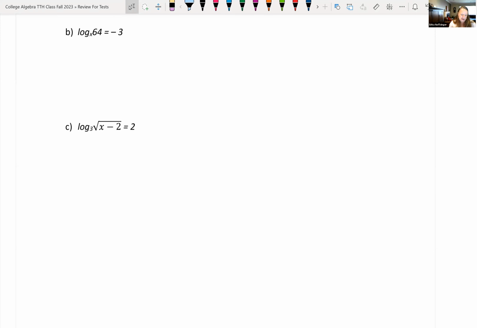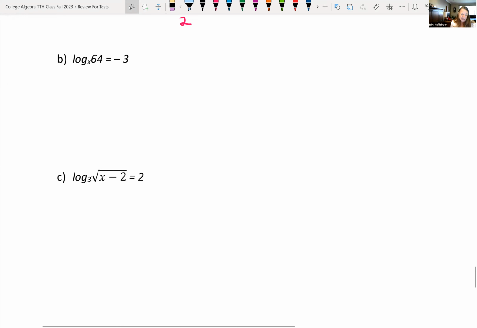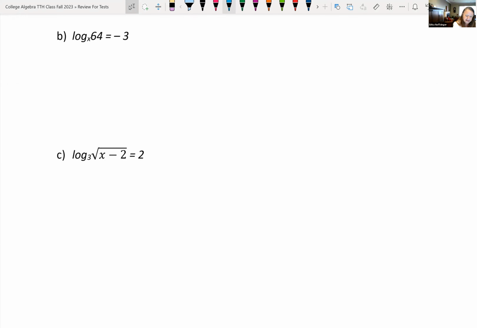So the next equation we have is log base x of 64 equals negative 3. With these logarithmic equations, if we can get it in the form of log equals a number, rewriting these in exponential form is really helpful. The base of our log is x, and that is the base of our exponential, raised to the other side, which is negative 3, equals our argument in this case, which is 64.